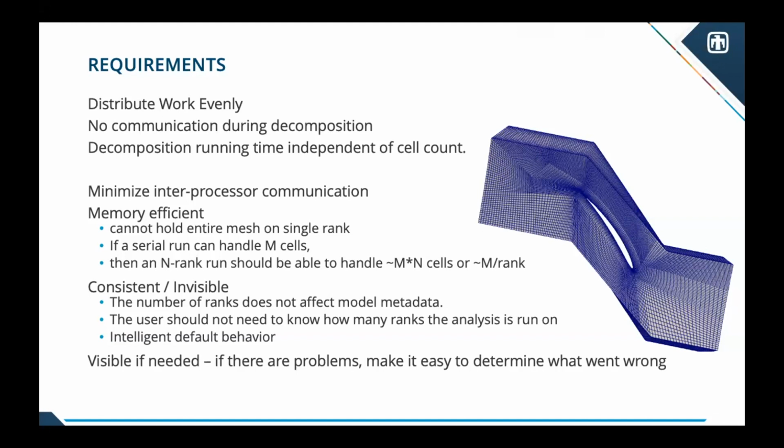So when you're running the analysis, you don't have to create your input file such that it knows how many ranks it is going to be run across, because you may get, I can run on this machine that now has 50,000 ranks available. Let's throw it onto that machine and run as quick as possible. And so we want it invisible, but if there are problems, we want to be able to dig down in there and see what we're actually doing.